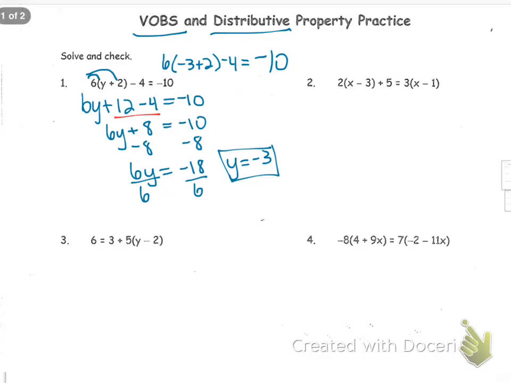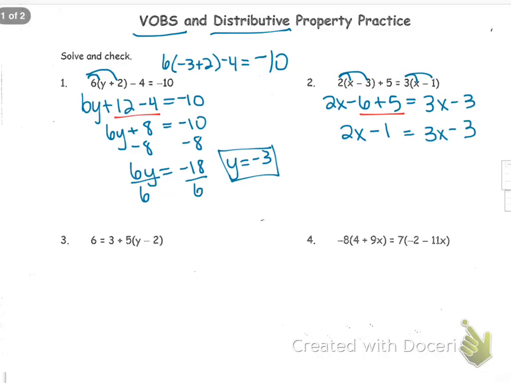Now I need to distribute 2 times. So first I'm going to distribute the 2. So 2x minus 6 plus 5. Then I'm going to distribute the 3. 3x minus 3. Okay, I have some like terms right here, so I'm going to combine them. 2x minus 1 equals 3x minus 3.